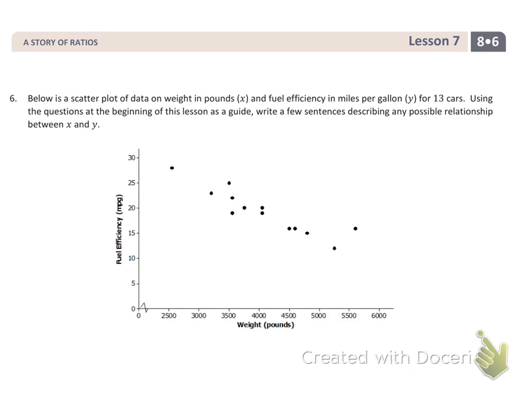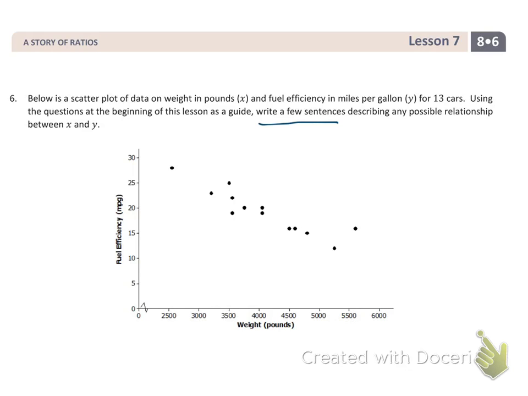Okay, so now that you have explored using those 3 questions to analyze a scatter plot, you're going to be asked to write a few sentences about each of these. In exercises 6, 7, 8, and 9, you're going to write a few sentences describing any possible relationship between the 2 variables, in this case, weight and fuel efficiency. As you write those sentences, keep in mind the three questions that we talked about.